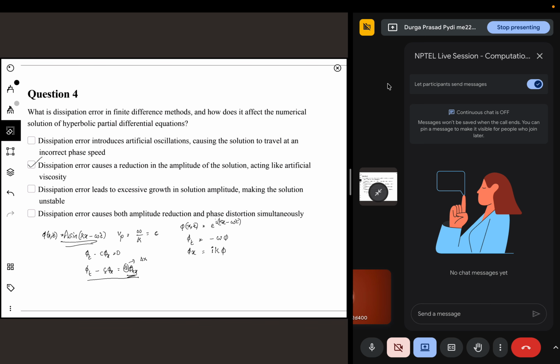I can't directly get anywhere from this. But anyways, as you can see from this equation, the value of c is not getting changed. It's only the additional viscosity term that is getting added in this particular problem. So this is actually a reduction in the amplitude and it's acting like an artificial viscosity. Is this clear?